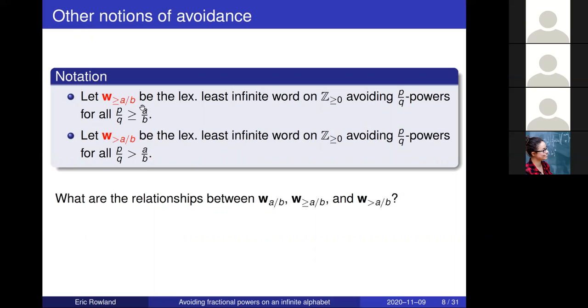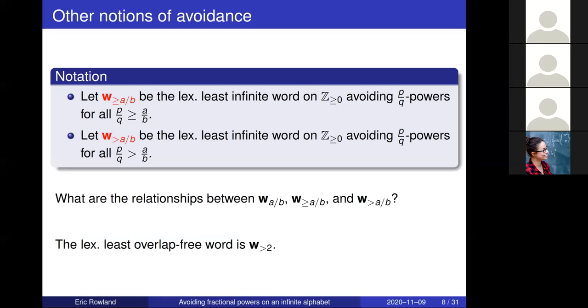So we could define 2 additional words for every rational number a over b. W greater than or equal to a over b is the lex least word avoiding p over q powers for all p over q bigger than or equal to a over b. And the strictly greater than version is just avoiding all p over q powers strictly greater than a over b. And I think it's an interesting question: what are the relationships between these 3 words? In a couple of cases, there are relationships. And actually, we've already seen one of these words, right? The lex least overlap-free word on the non-negative integers is W strictly greater than 2.